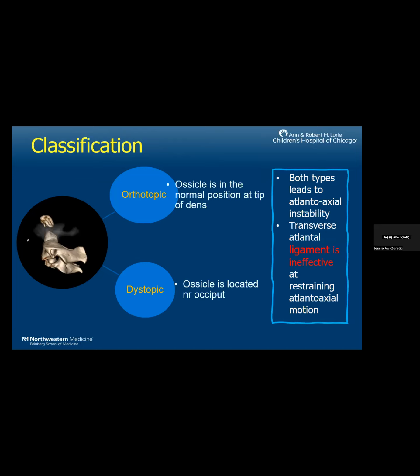Now, both types, the orthotopic and dystopic type, can lead to atlantoaxial instability, because it is thought that there is no restraint from the transverse atlantal ligament to restrain and help when there is atlantoaxial motion at the C-spine level. So that's why it is particularly surgically important. It has to be fixed.